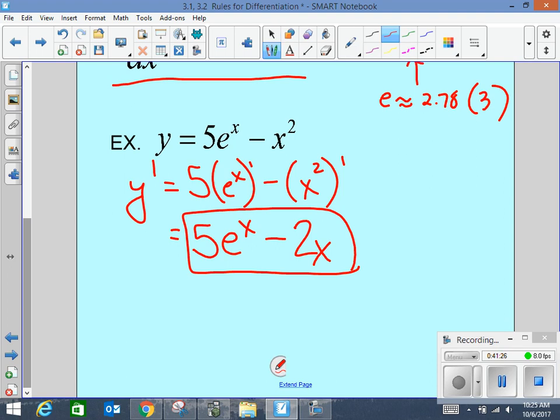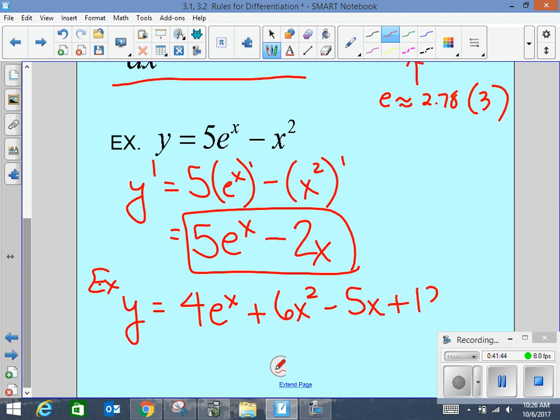Let me do one more example. For each of the following, 4e to the x plus 6x squared minus 5x plus 13. All right, find y prime.